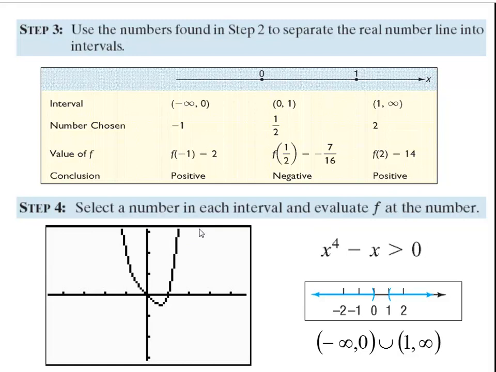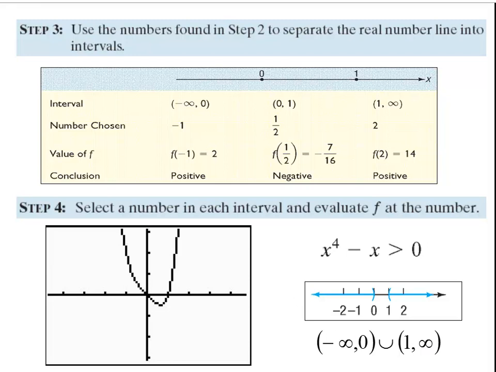So for this particular problem, we were wanting the polynomial to be greater than 0, right? So that corresponds to this piece, which is all of this here, so -infinity to 0. And then that corresponds to this piece where the graph is above the x-axis, right? So from 1 out to infinity for my x values. And that's this interval. So again, that's the same basic process.